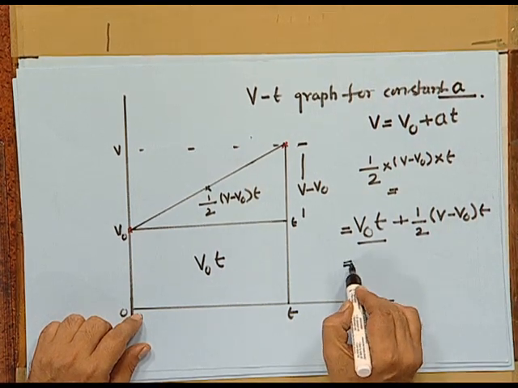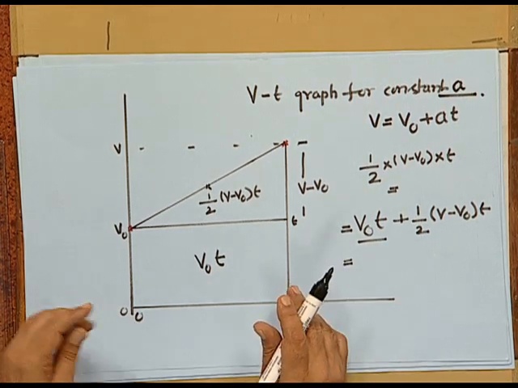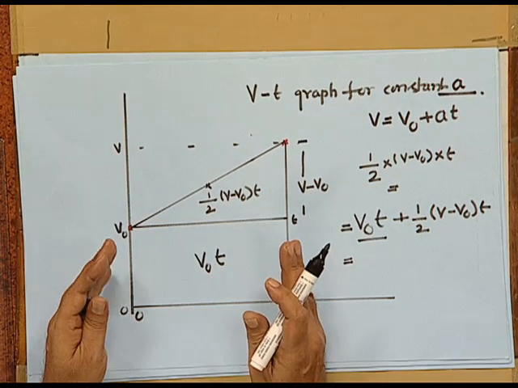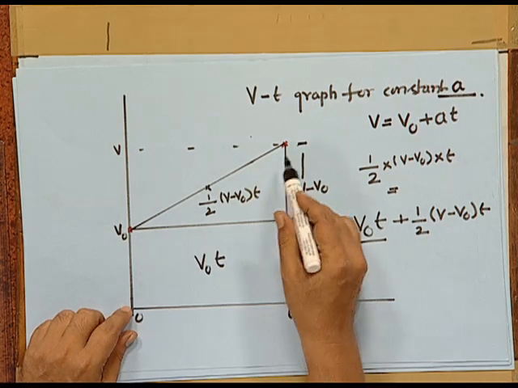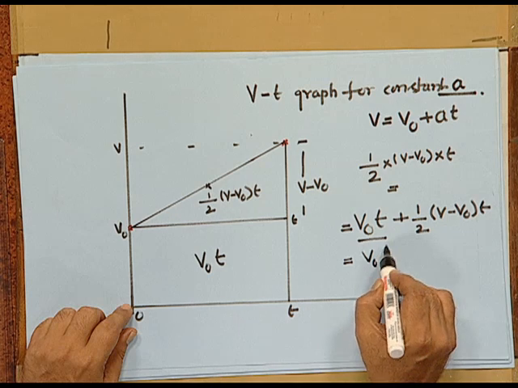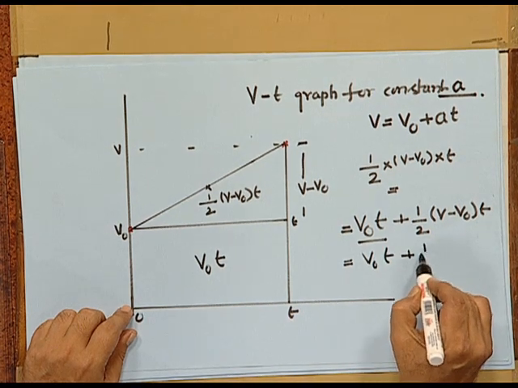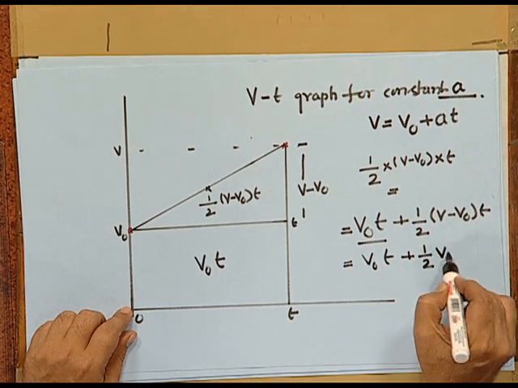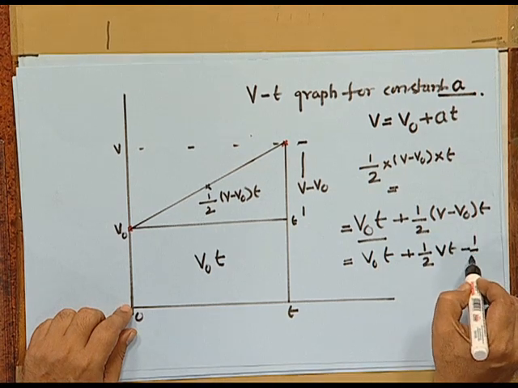If you find this area, it gives you the total displacement, because when the velocity is changing, the total displacement under the velocity time graph is v0t plus half vt minus half v0t.